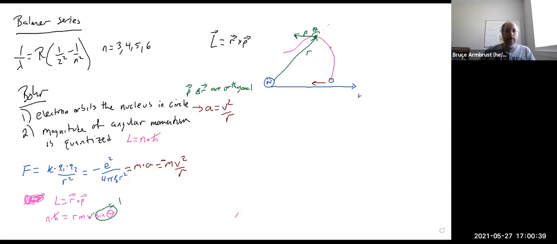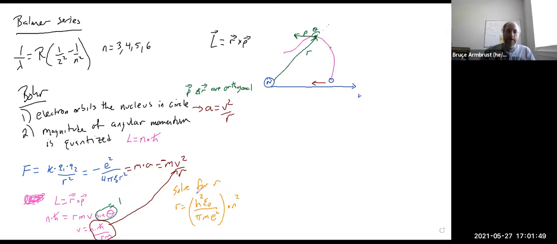Here's what we can do. We can solve this for v and plug that in to get rid of our velocity. v is going to equal n times h-bar over r times m. We plug that in for v, so the v's are all gone, and then solve for r. I'm not going to actually do it, but if you solve for r, you get r equals h squared epsilon naught over pi m e squared, times n squared. There was a bunch of algebra in there, but I'm not going to torture you with it.